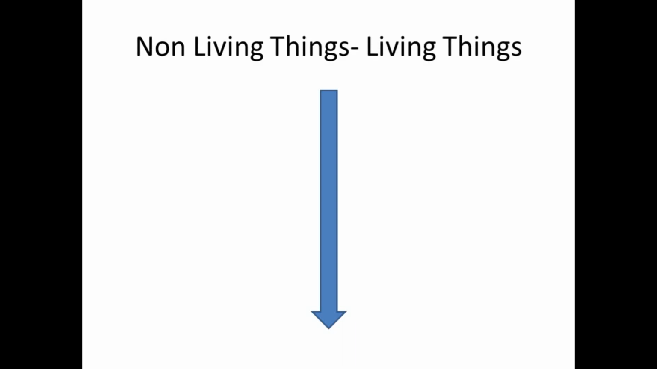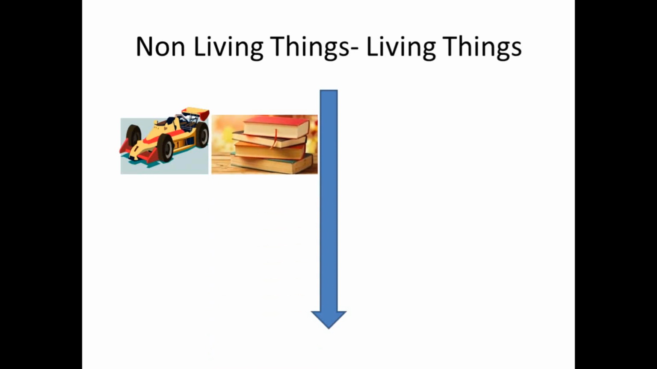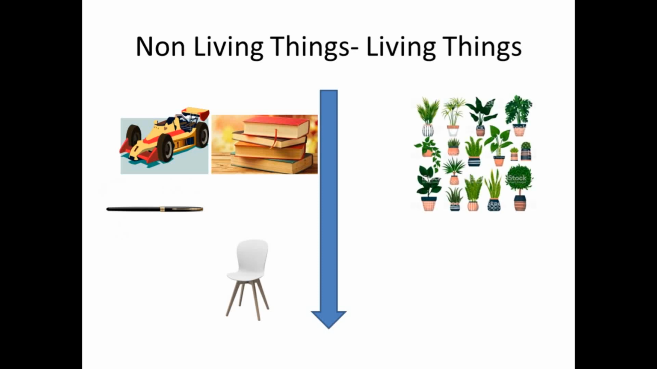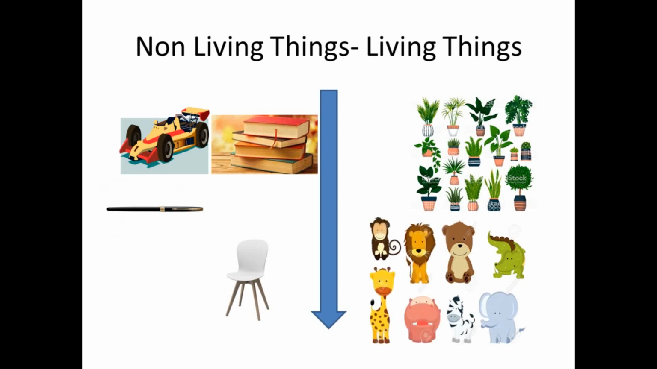Now we will see some examples of non-living things and living things. These are the non-living things and the living things which we see in our daily life. And the living things include the plants which we see around us and the animals, including human beings, which can be seen around us.